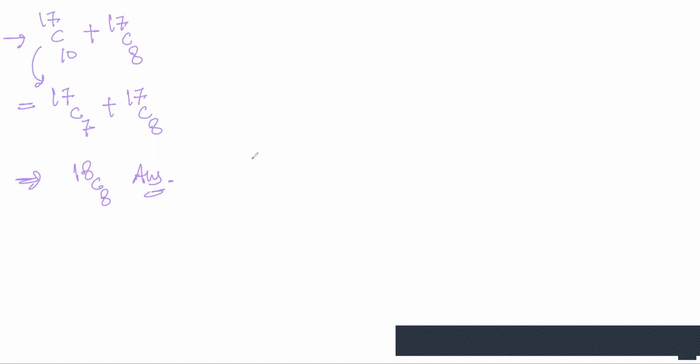First I simplified 17C10 as 17C7. Can we do that? Yes, sir. Using nCr equals nC(n minus r)? Yes, sir. Then the upper coefficient is the same and the lower coefficient is consecutive. So we will add the upper coefficient, so it will become 18.